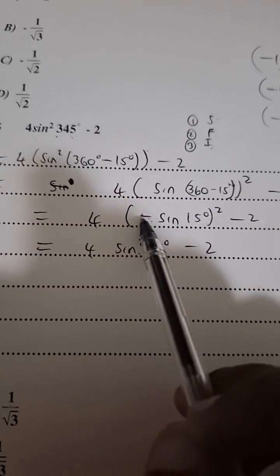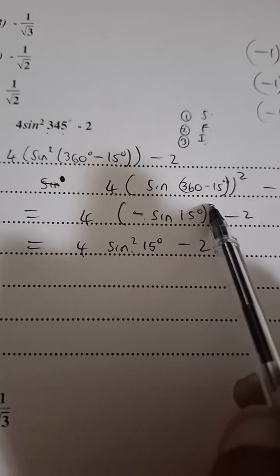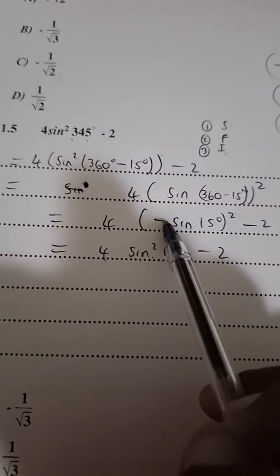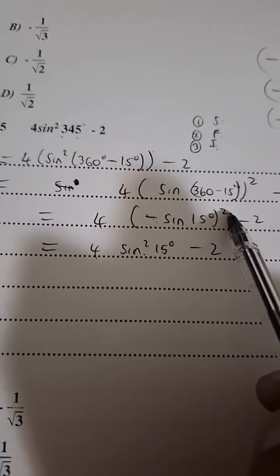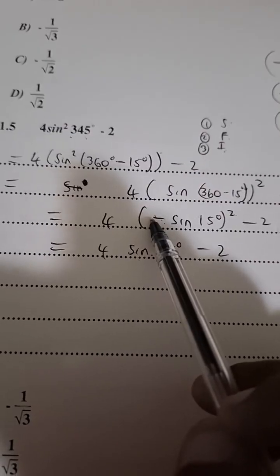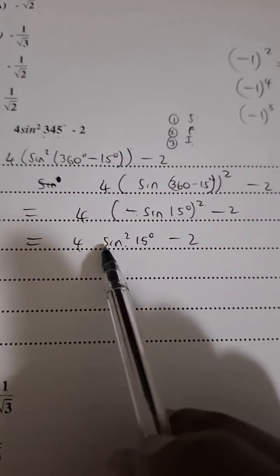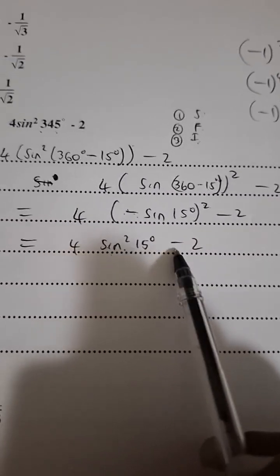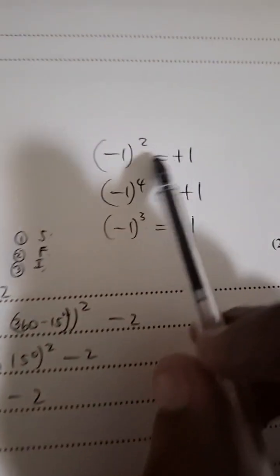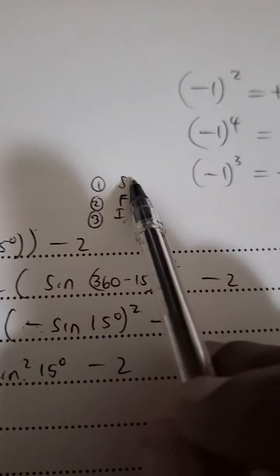You know that sine in this quadrant is negative. You get negative sine 15, but then the square, remember, you have to apply it inside. So you get a positive, because an even exponent applied to a negative sign gives you a positive outcome. So that's why the answer is 4 sine squared 15, that is positive, minus 2 followed. So we are done with the simplification strategy.